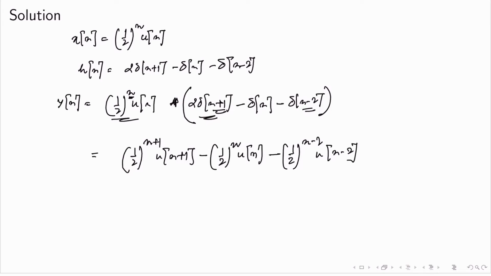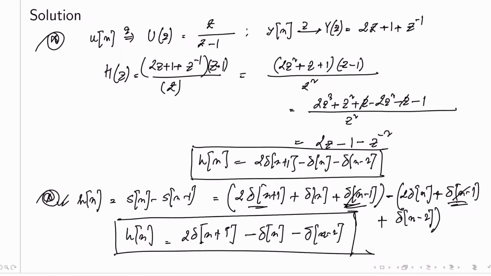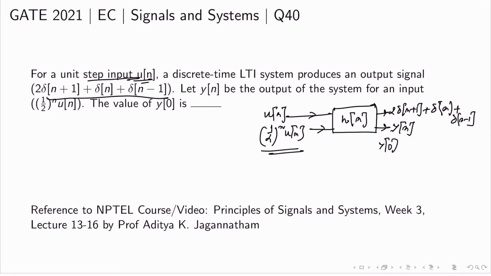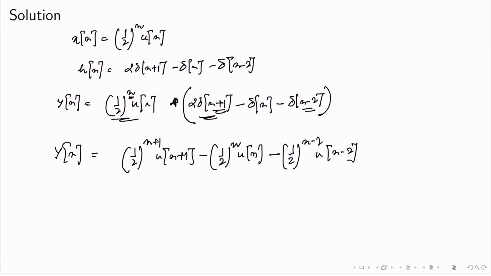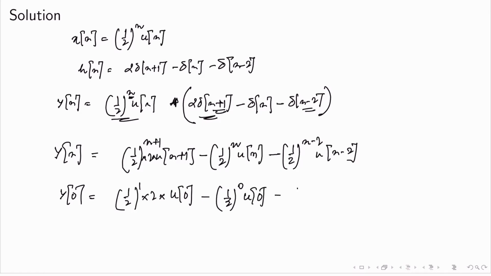So we finally have our output y of n. And now what is the question? The question is, what is y of 0, right? What is the value of y of 0? So y of n we have, so y of 0 is, you replace n with 0, and that will be, so I'm missing a 2 here, right? So half to the power of n plus 1 into 2 into this. So it will be half to the power of 1 into 2 into u of 0, minus half to the power of 0 u of 0, minus half to the power of minus 2 u of minus 2.